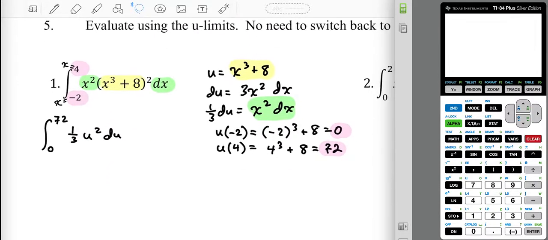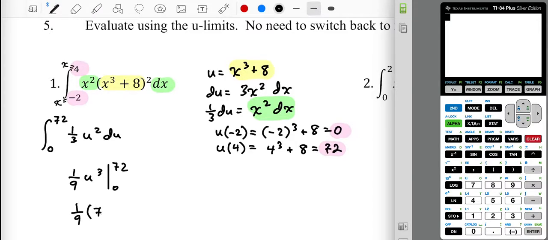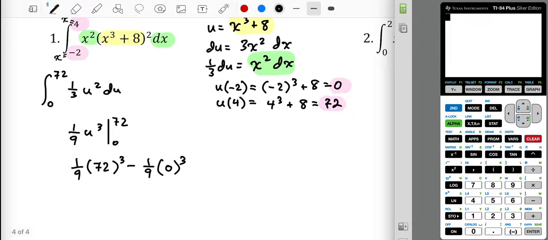The actual integration should be very easy. Increase the exponent by 1, divide by the new exponent, 1/9 u cubed over the interval of 0 to 72. The benefit of doing it this way is that you don't have to reverse substitute. You don't have to put it back in terms of x because the whole thing's in terms of u, including the bounds. Now I could apply the fundamental theorem straight away without having to worry about the x's anymore.